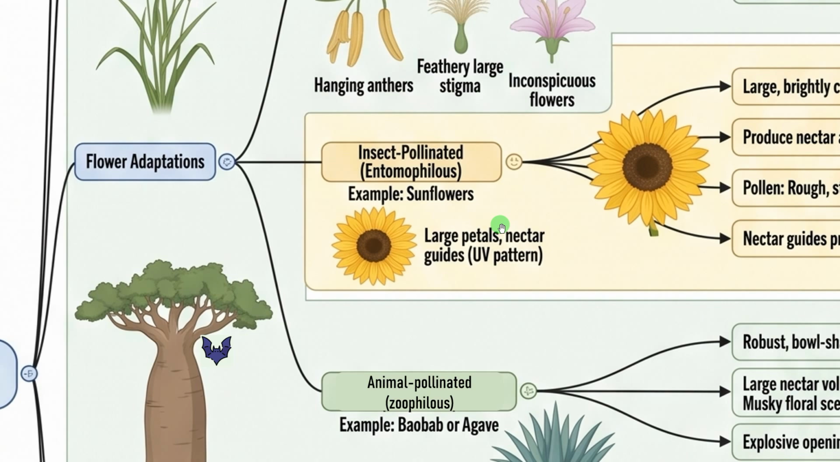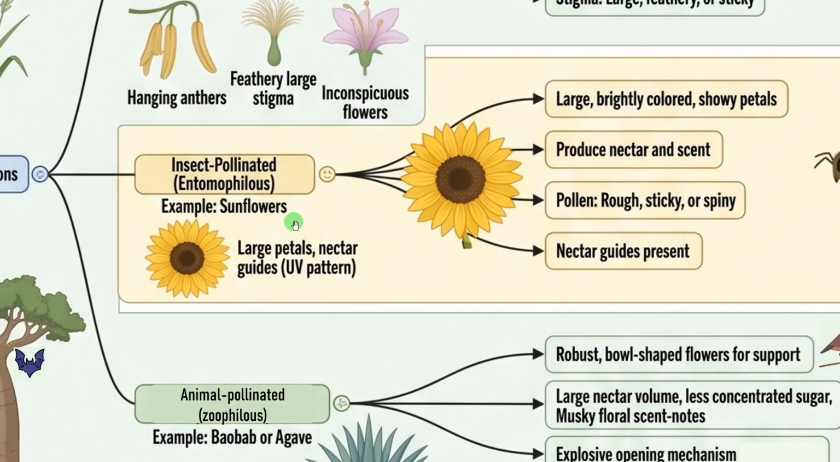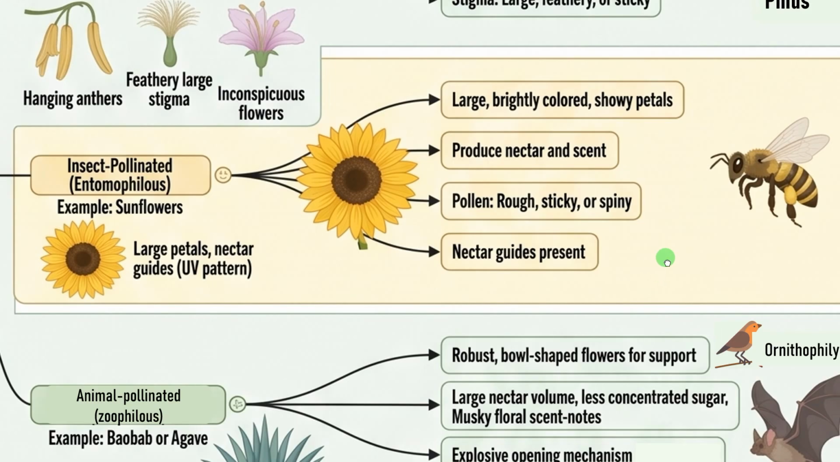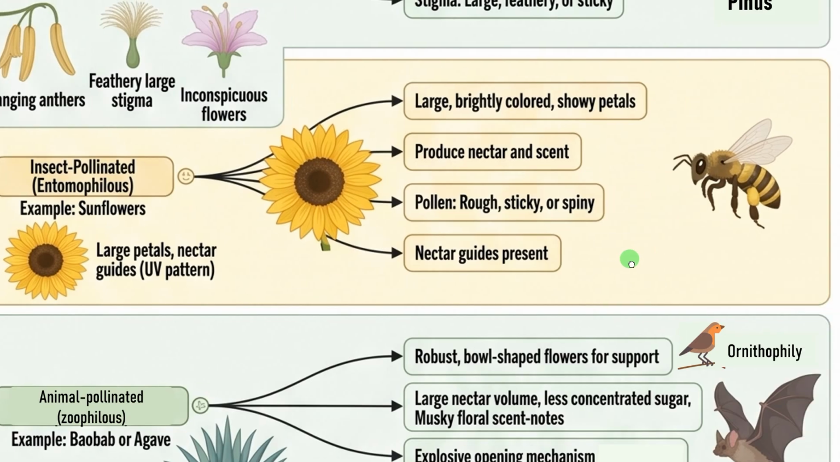These insect-pollinated flowers are called entomophilous flowers. As there is a pollinator, these flowers are large, brightly colored with showy petals, and they produce nectar and scent as reward for these pollinators. The pollen is rough and sticky so that it attaches to the surface of these insects. Nectar guides are present. So these flowers are insect-pollinated. They are called entomophilous, and these are the adaptations of insect-pollinated flowers.